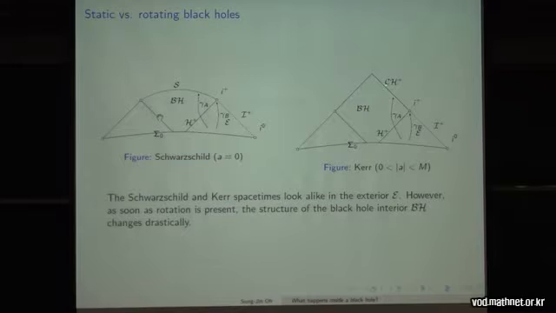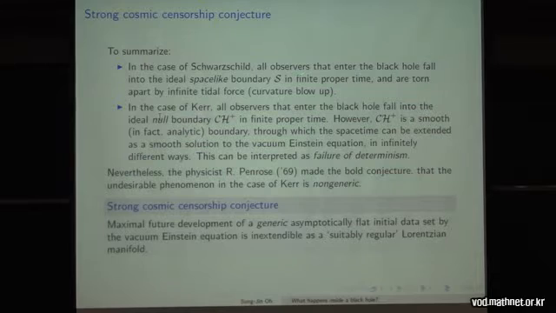And moreover, it's possible to extend the space-time as a Lorentzian manifold past this CH+ in a regular way, and in a very highly non-unique way, even as a solution to the Einstein equation. In other words, you cannot predict the future of this observer from the initial data of the Einstein equation. So that's what I've stated so far.